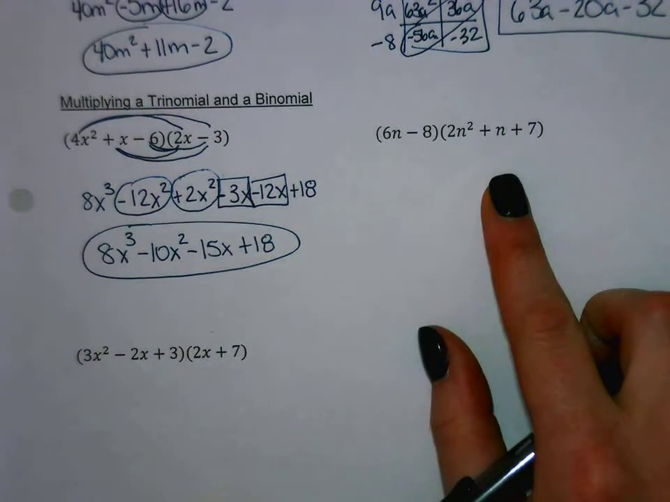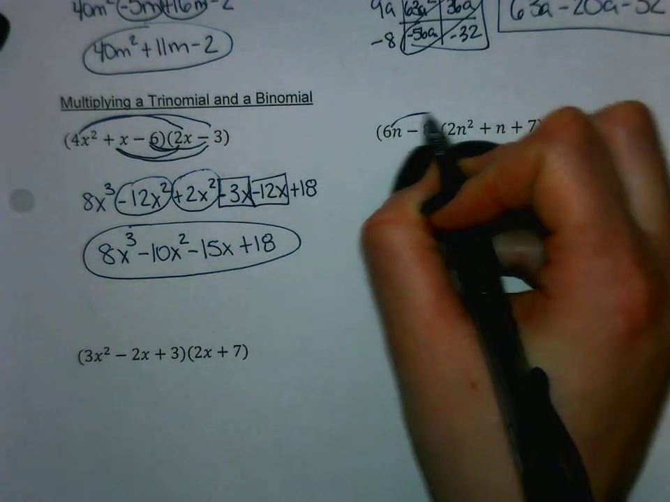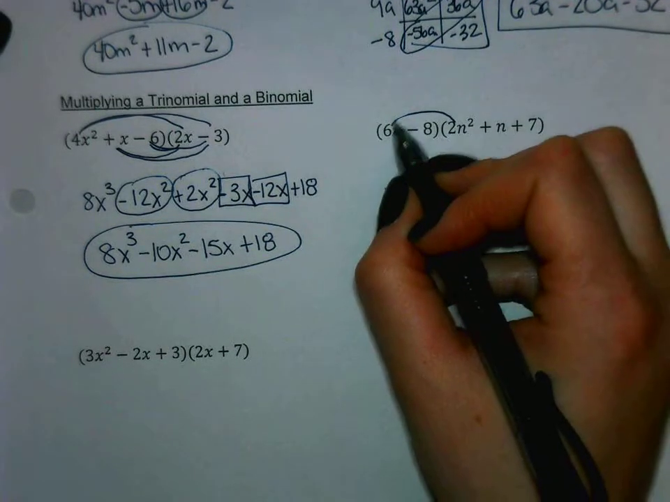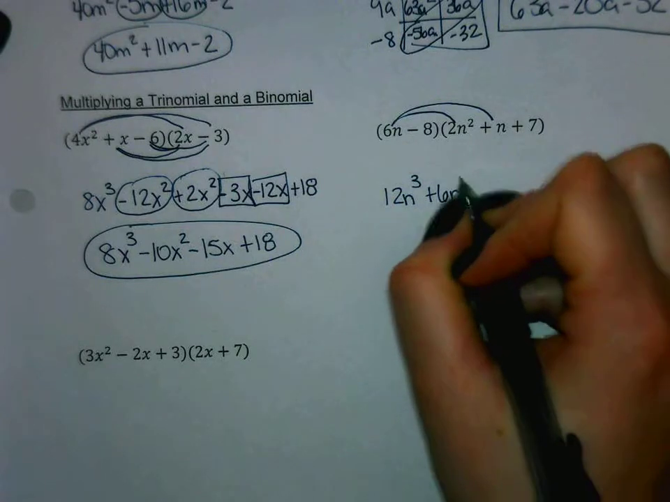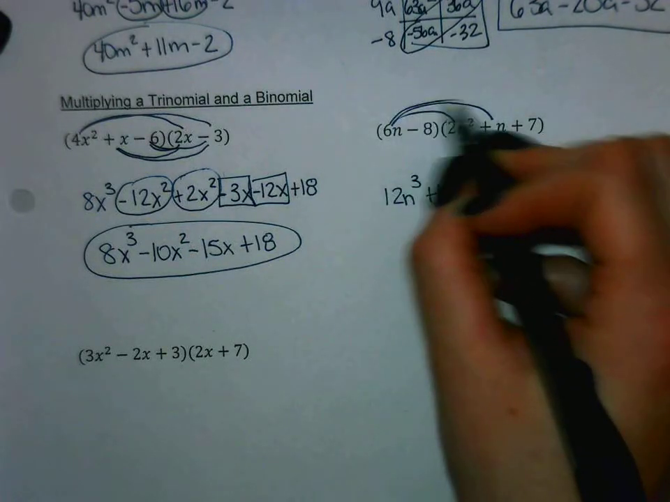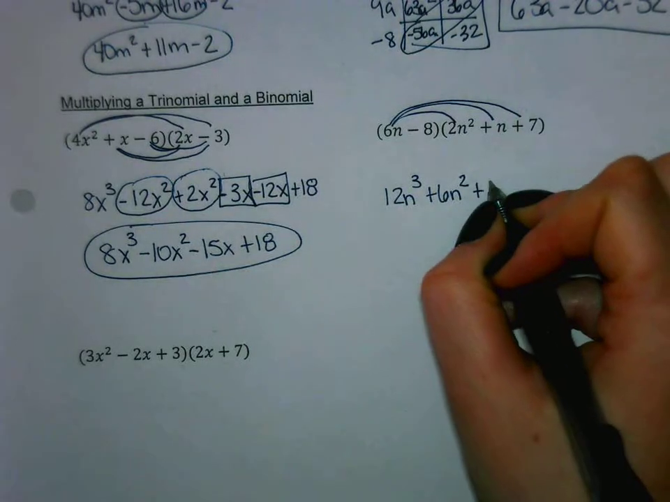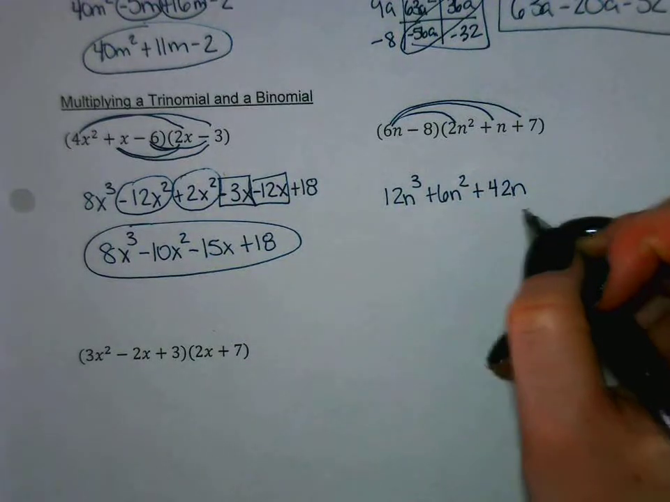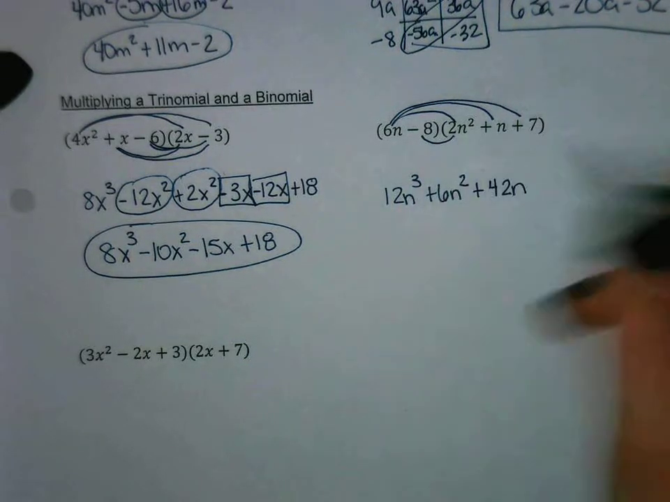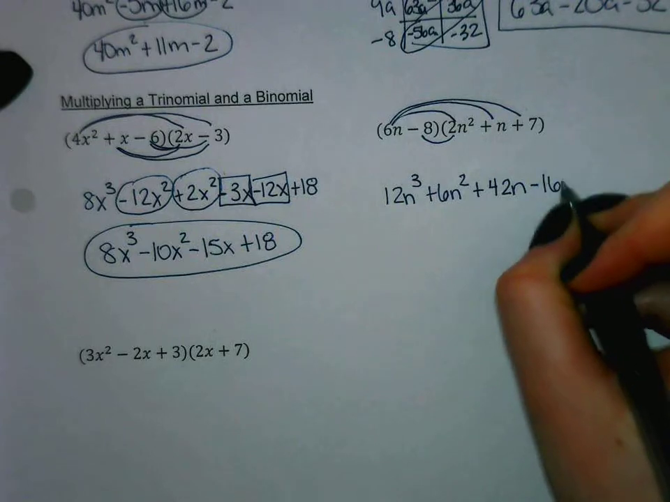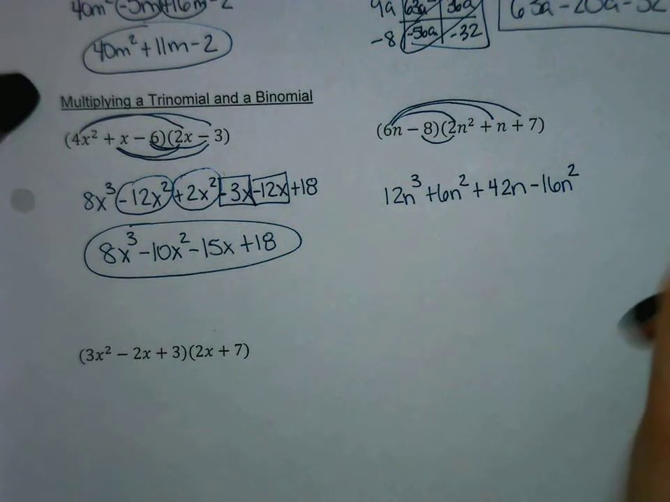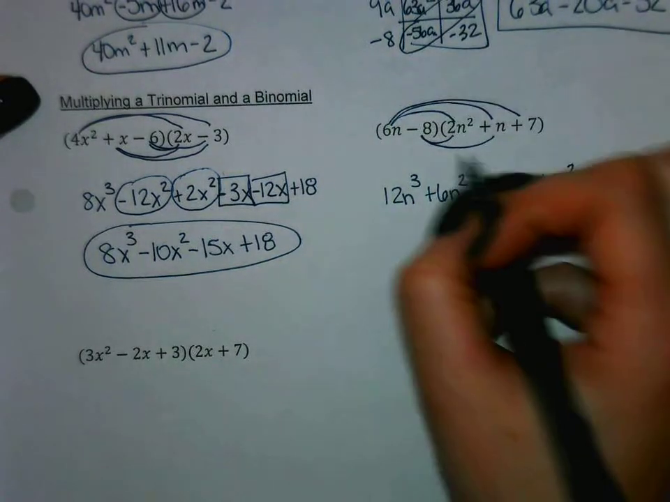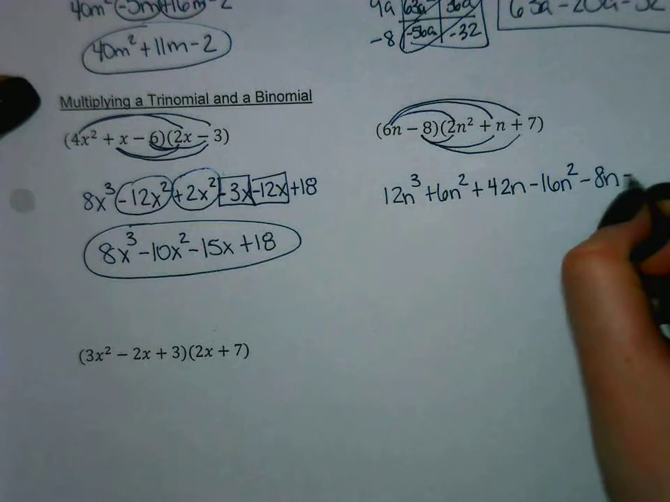So let's multiply this one. We can do 6n times 2n squared, which is 12n cubed. 6n times n is 6n squared. 6n times 7 is 42n. So then now we take our -8 times 2n squared, which is -16n squared. -8 times n is -8n. And lastly, negative 8 times 7 is negative 56.